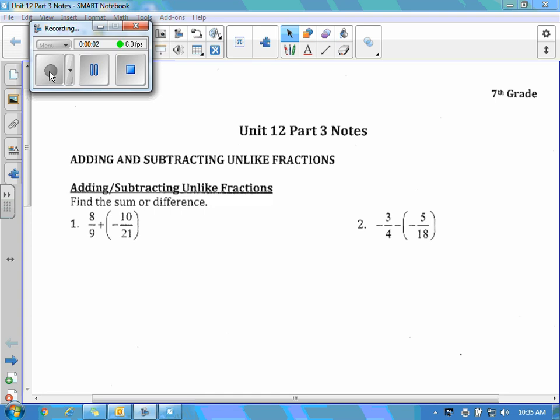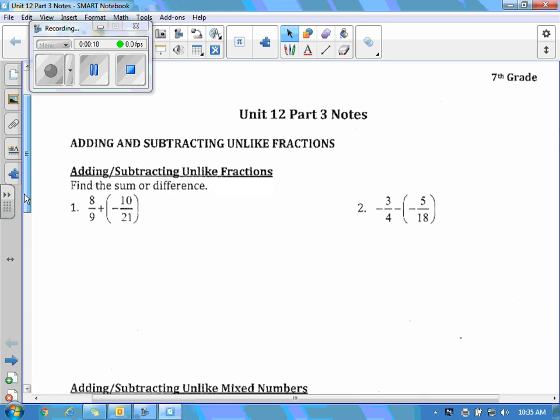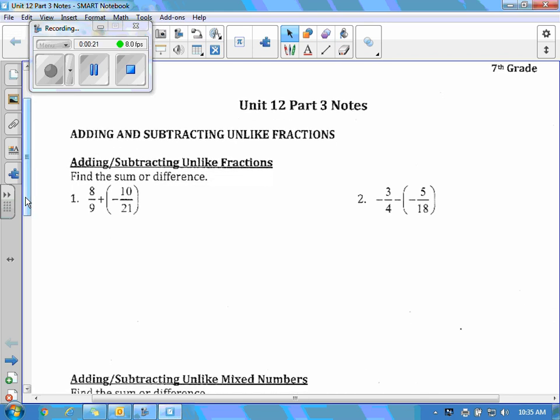In Unit 12, Part 3, we are talking about adding unlike fractions. By unlike fractions, we mean the denominators are not the same to start with. So I'll do a couple examples. Make sure you ask me if you have any questions. For this section, I'm assuming that you know how to find a least common denominator. So if you need any help with that, make sure you ask.